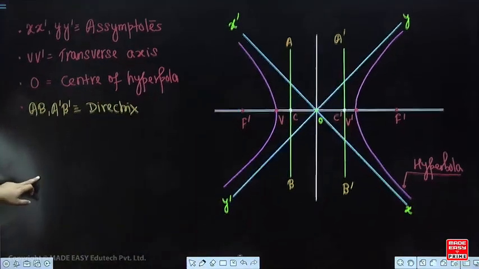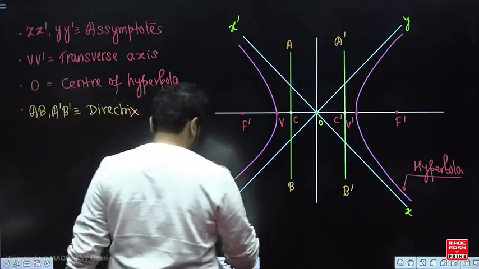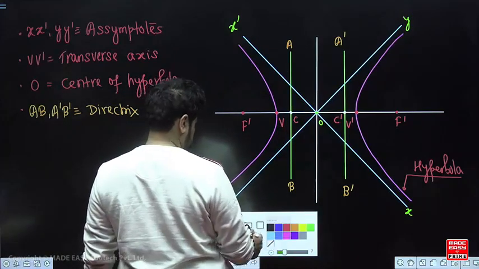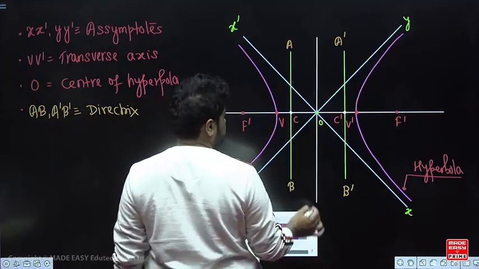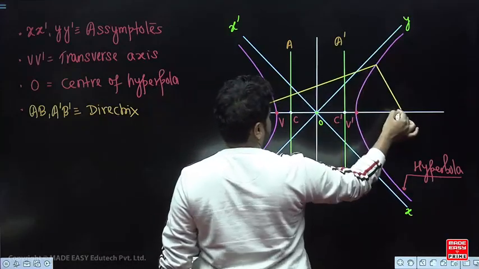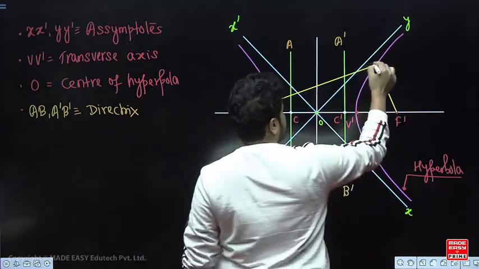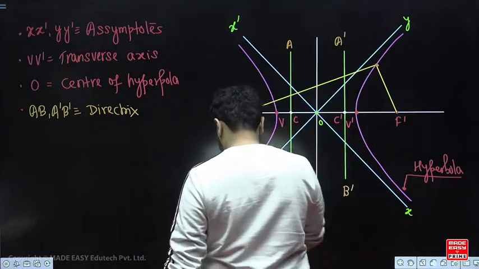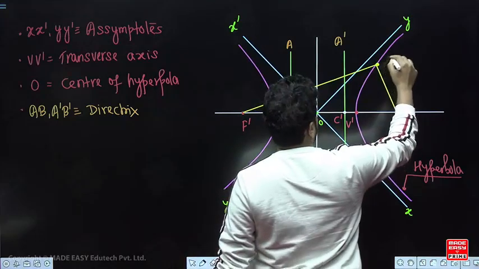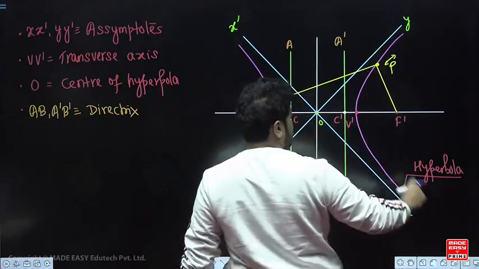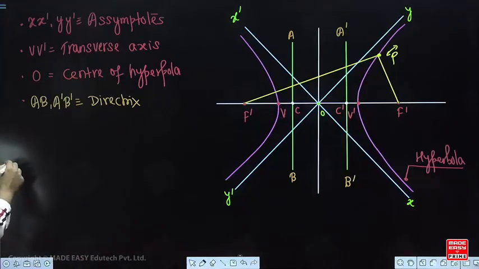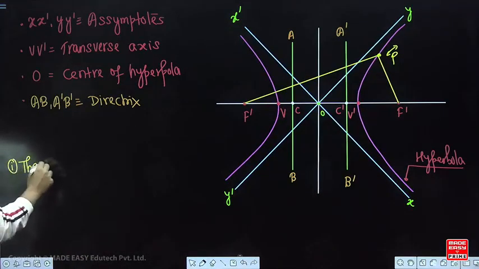Clear? Okay, made it till here. So let us take a point P, and this point P moves according to this, right? So it will move like this. So again we have a few points. The first point is the difference.